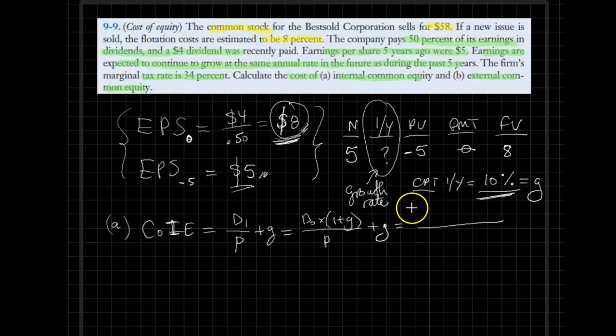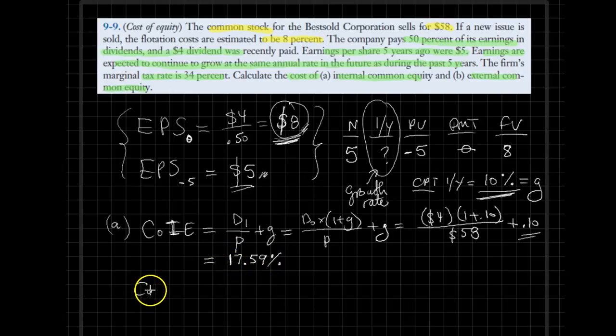We are given that D0 is $4 recently. So that would be $4 times 1 plus 10% growth rate, all divided by the current market price of $58 for this stock, and we add at the very end the growth rate again. And from here, making the calculations, the cost of internal common funds would be standing at 17.59%, so relatively cheaper, as you will see next.